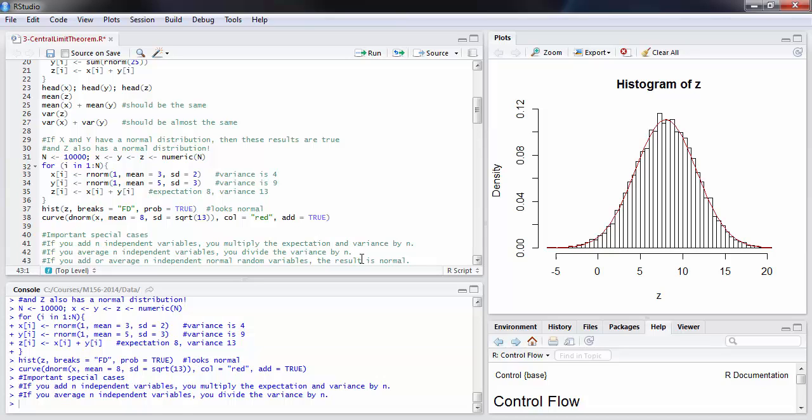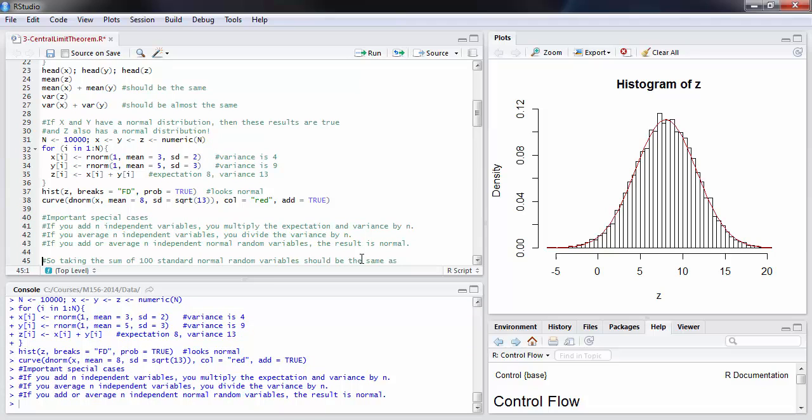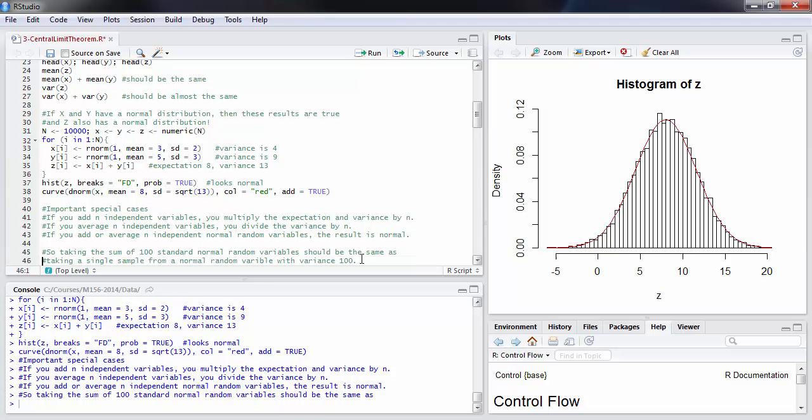Since adding two random variables that are normal leads to another normal random variable, the same thing is true for n of them. So if you add or average any number of independent normal random variables, you get another normal random variable. What does that mean?